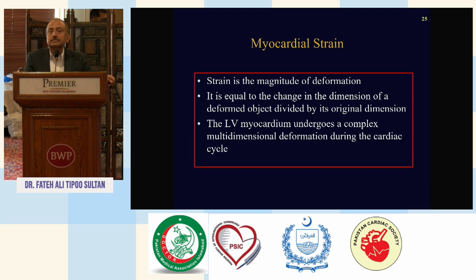So if the changed length is L, then the strain would be L minus the original length, that is L naught, divided by L naught. So if you are reducing the size, then the strain would be negative. But if you are stretching it, then the strain would be positive. So if you apply this strain on LV, the LV myocardium undergoes a complex multi-dimensional deformation during the cardiac cycle. It's not in one direction only.